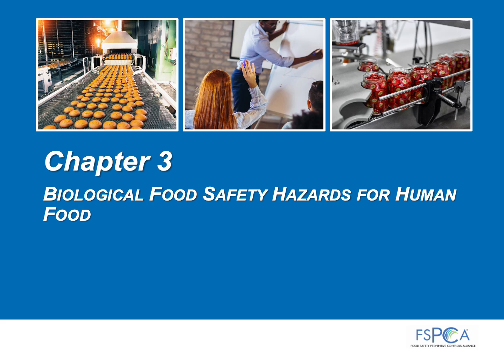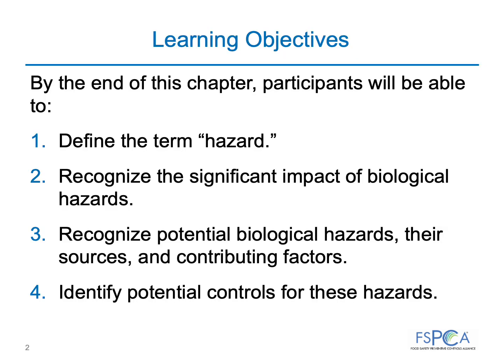Chapter 3: Biological Food Safety Hazards for Human Food. Presented by David Rosson. In developing or modifying a food safety plan, it is important to be aware of the potential hazards that are associated with the food products and processes under consideration.